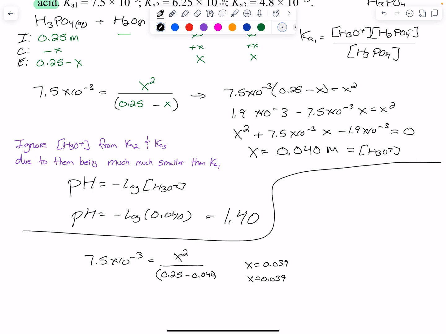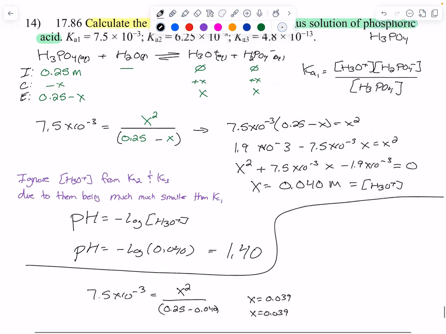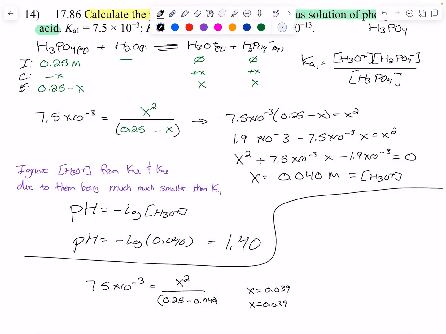Does that change the pH much? I don't think so. 1.41. So it's not much. All right. So if they ever ask you to do iterations, that's what they're talking about. But I'm not going to ask you to do that. I mean, the difference between 1.40 and 1.41, no difference. So hopefully that helps. Hopefully I didn't confuse you at the end.